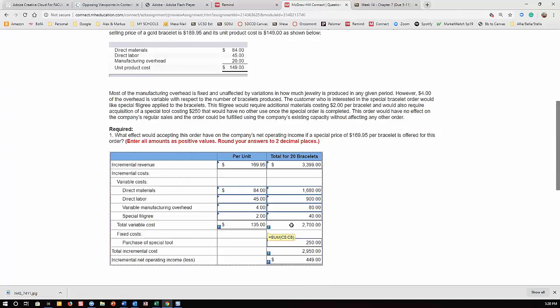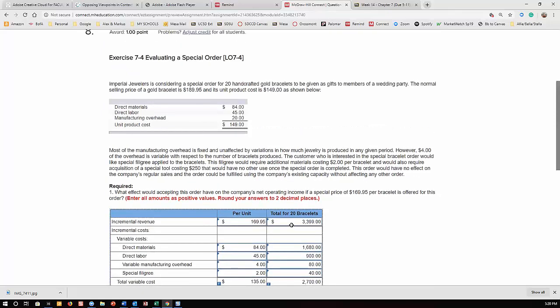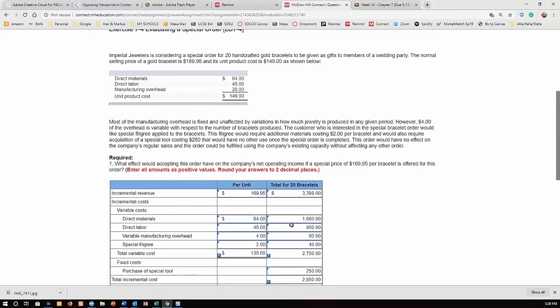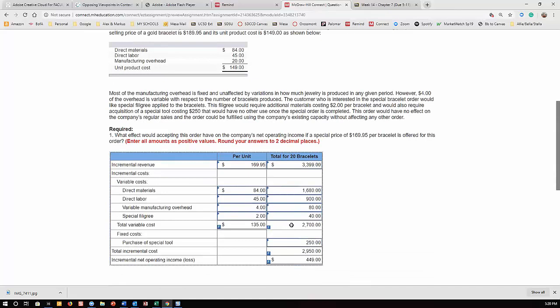This is kind of chapter 3, which is just: what are your variable costs? What do you have to spend extra? It's also very similar to a make or buy. And you have to just read the question. So did anybody have a hard time with 7-4?